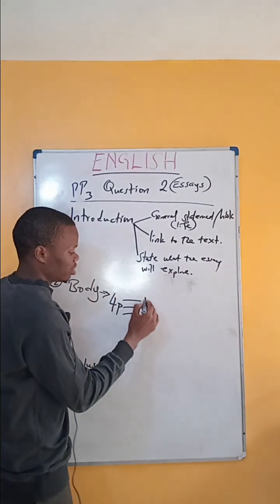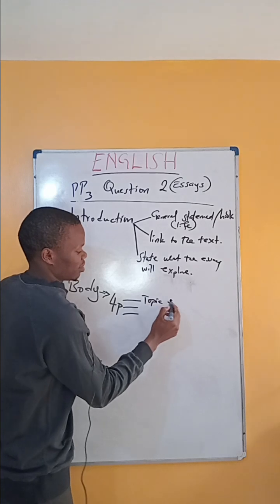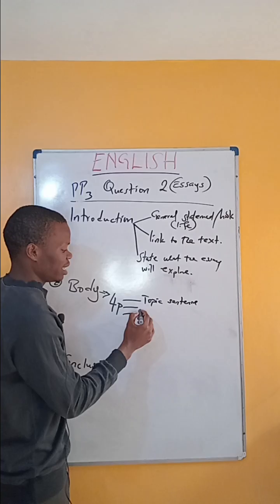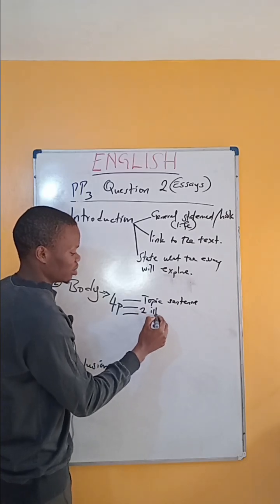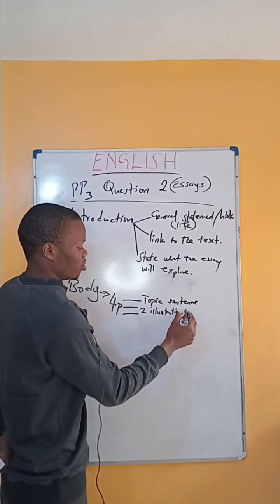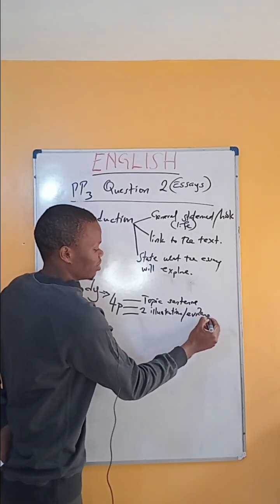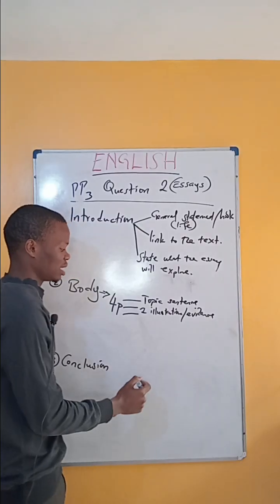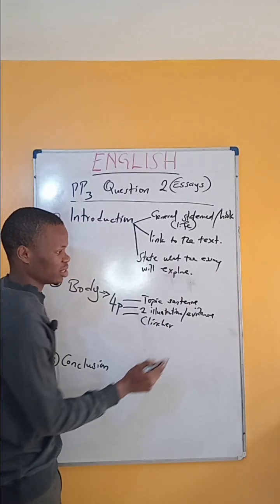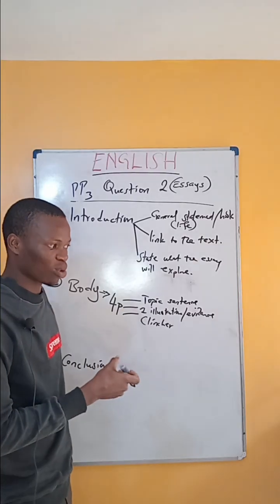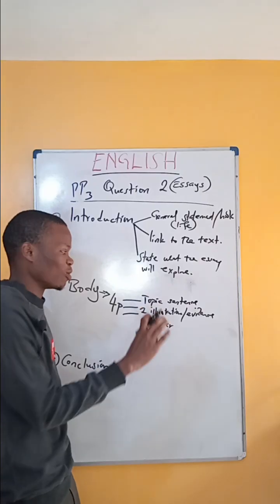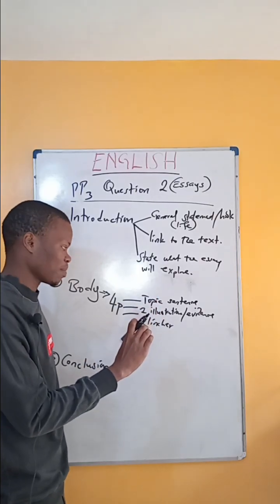The structure is: we have the topic sentence. Number 2, we have at least 2 illustrations, which we can also call the evidence or background information. And lastly, we have the clincher, which is usually the last or concluding statement in the paragraph. It's like the conclusion of that paragraph. Okay, so that is the body.